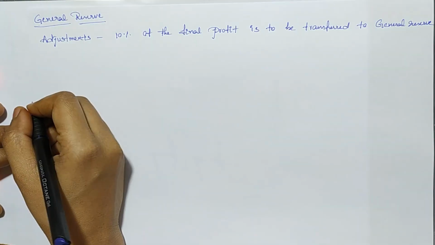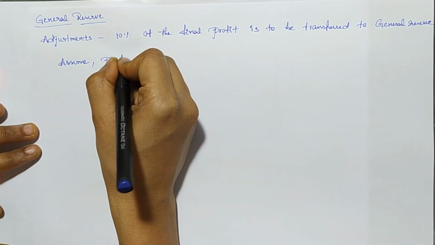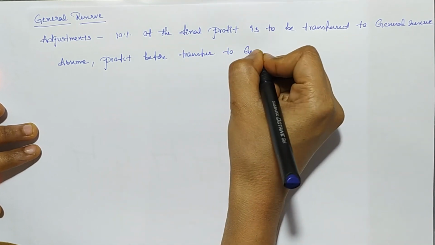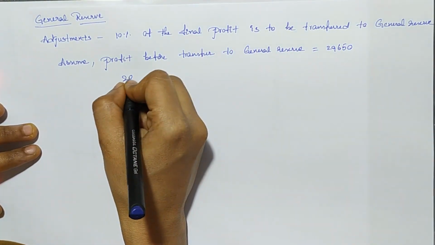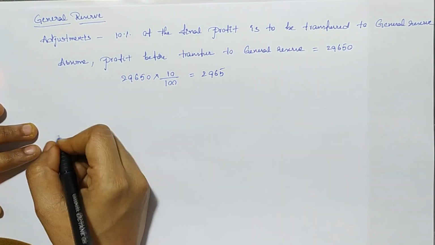Next adjustment is 10% of the final profit is transferred to general reserve. Just assume that the profit before transferring to general reserve is 29,650. On this, we will calculate 10%, which comes to 2,965.